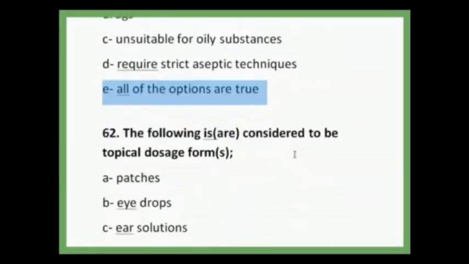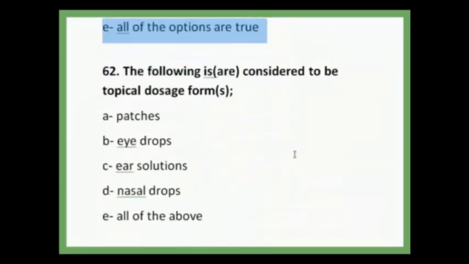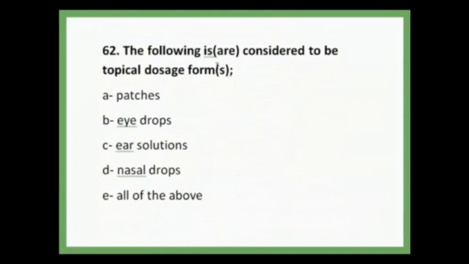So now moving on to the next MCQ. The following is or are considered to be topical dosage forms: patches, eye drops, ear solutions, nasal drops, and E is all of the above. So actually we know that all these dosage forms come under the category of topical route. So the correct answer is E.